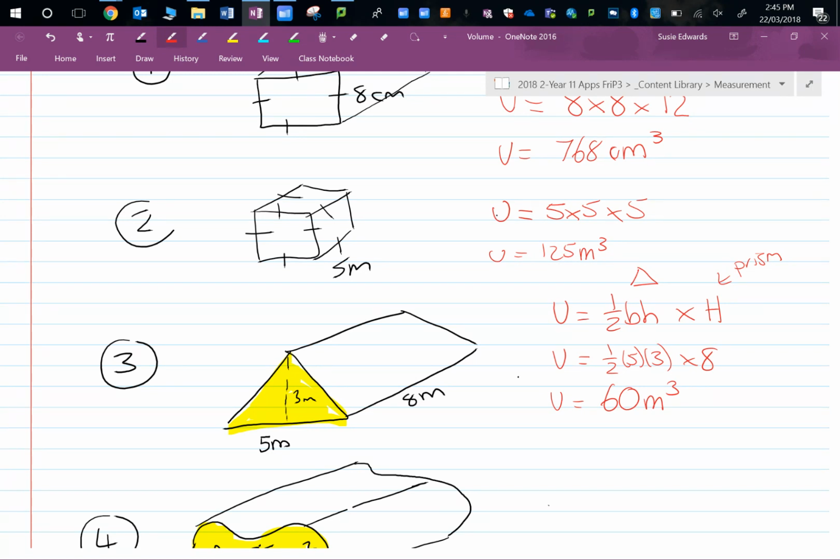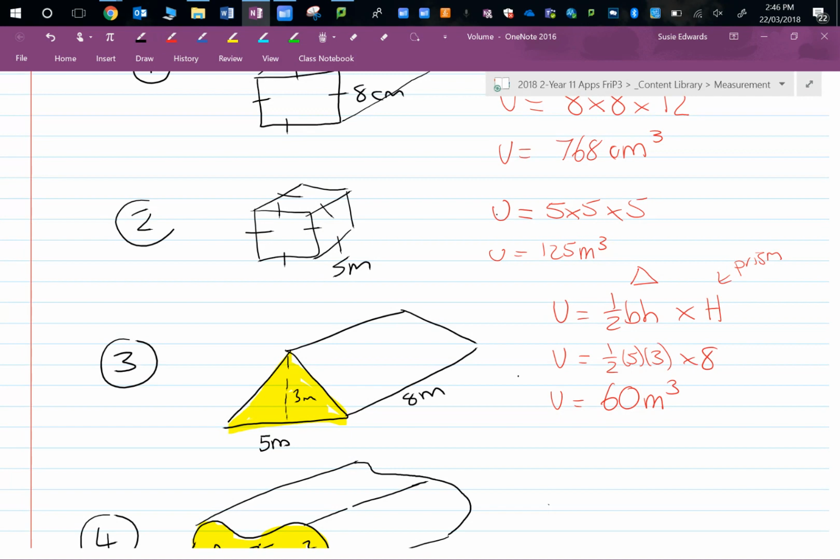Volume is actually way easier than surface area, but you've just got to be able to read the question and work out whether the question's asking you for surface area or asking you for volume. Okay, so the main thing is, again, about working out what application the question's actually asking you for. All right, so let's try this next one.